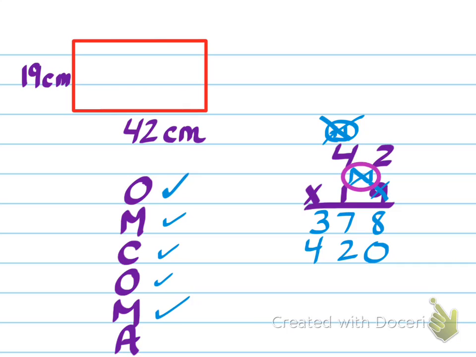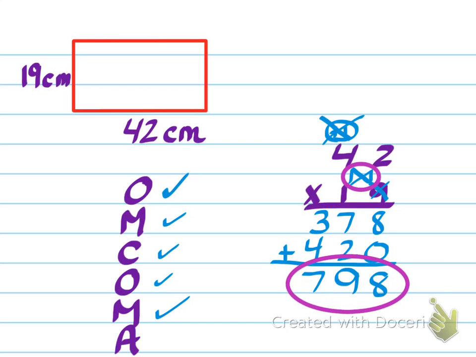And then the next thing I need to do is add. And our answer is 798. Hopefully you got that right. If you didn't, you need to go back and check and see what you did wrong. Put a little check mark there, and you are finished with your first practice problem.